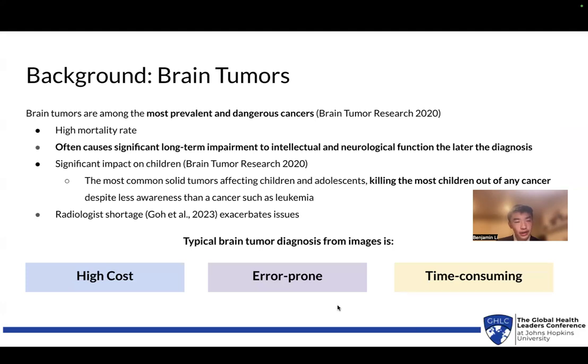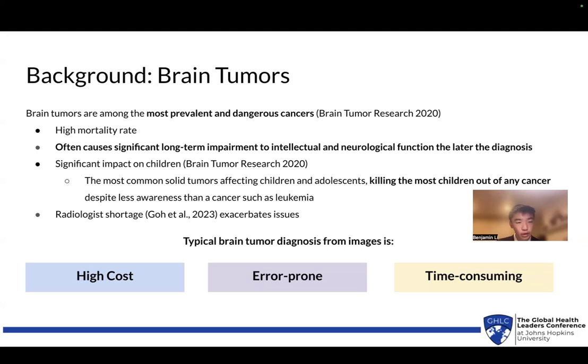So before I get into the details of my study, let's talk a little bit about brain tumors. They're some of the most prevalent and dangerous cancers, not only because of their high mortality rate, but also because they often cause significant damage down the line in terms of neurological and intellectual function. And this is especially the later the diagnosis occurs. And also, brain tumors have a great impact on children as they kill the most children out of any cancer, despite less awareness surrounding them compared to a cancer like leukemia.